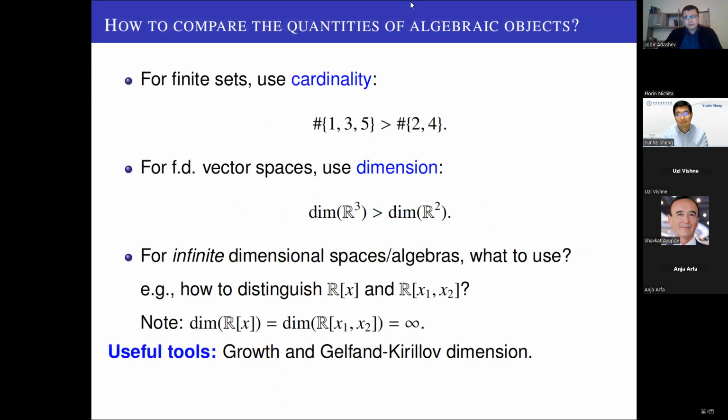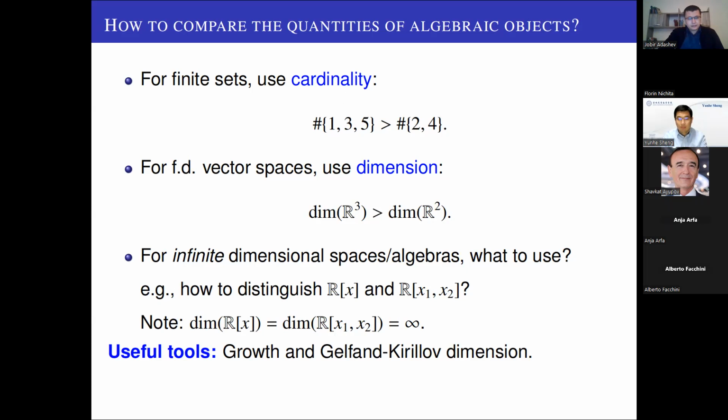How do we compare the quantities of algebras? For example, algebra objects. For finite sets, we use the number of elements, cardinality, right? For finite dimensional vector spaces, we use dimension. We can say R cube, the dimension is greater than R square as R space. For infinite dimensional spaces or algebras, what can we use?